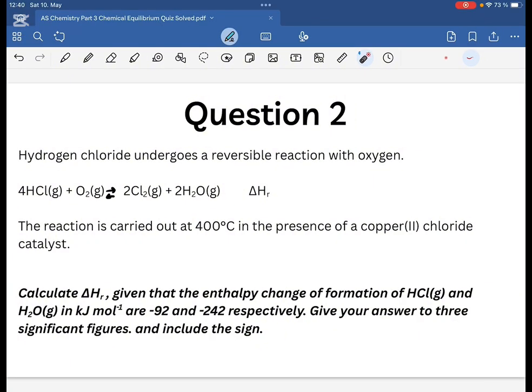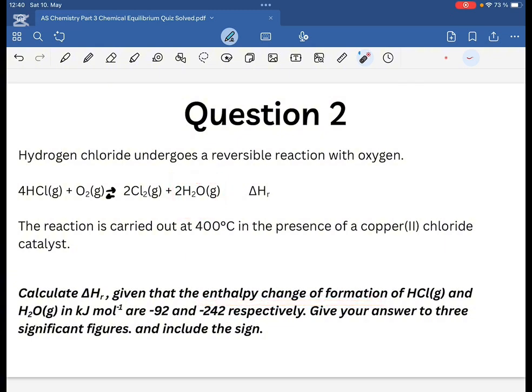Now I just have to note something, that the enthalpy change of formation is the enthalpy change when we form 1 mole of a certain compound from its elements under the standard state conditions. So it is the enthalpy change when 1 mole of a compound is formed from its elements in their standard state and under the standard conditions.